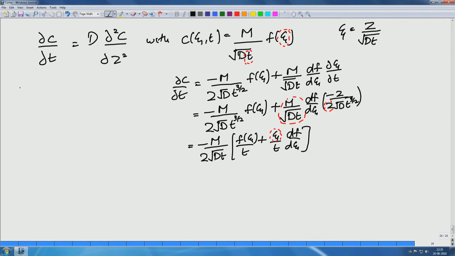Let us write that down here. So, that is the time derivative in this equation: minus m by 2 root Dt, 1 over time, times f of psi plus psi into df by d psi.